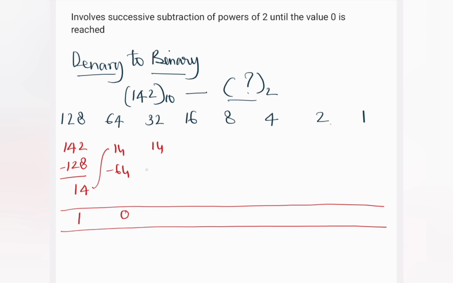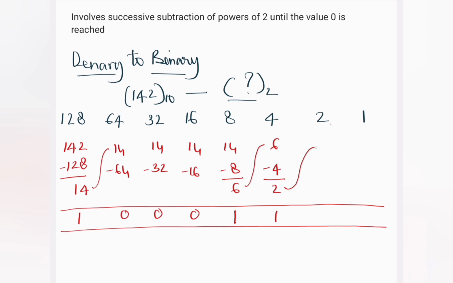14 minus 32 possible? No, 0. 14 minus 16, is it possible? No, 0. 14 minus 8. Yes, it's possible. So you're going to write the bit 1. At the same time, take the difference, which is 6. Now take this new difference over here. 6 minus 4. It's possible. Yes. And take the difference, which is 2.